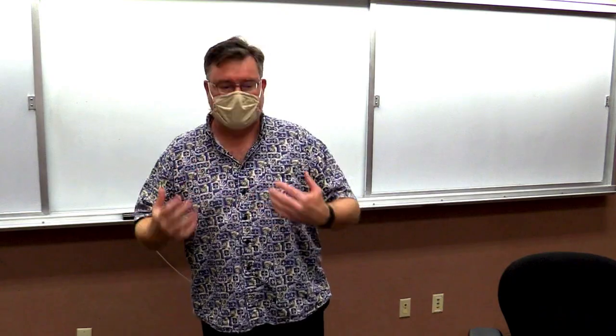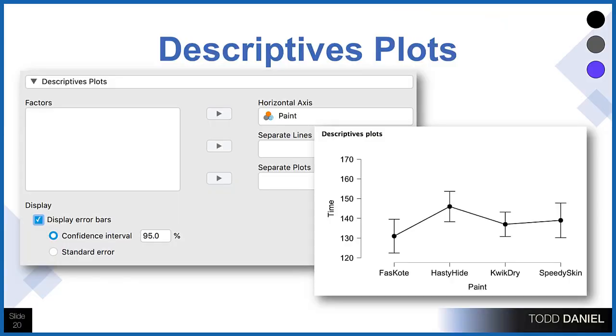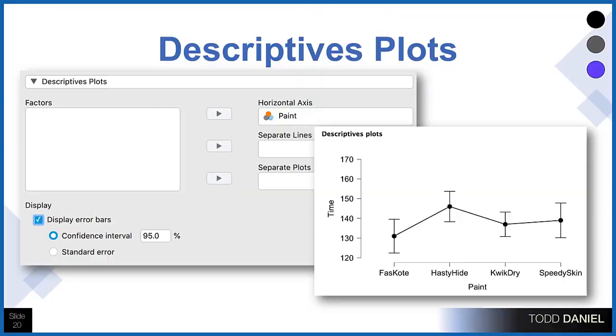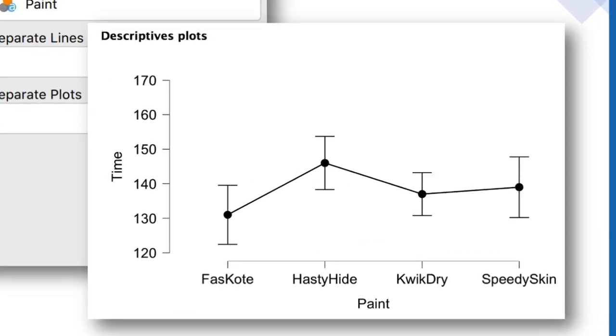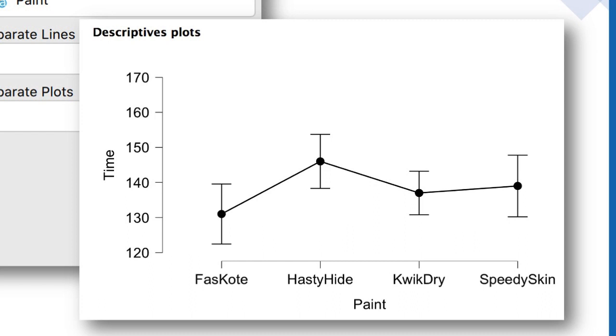Now the challenge when you have 6 comparisons is conceptualizing, this one's different from that one, but it's not different from this other one. This is why I always get a descriptive plot so I can figure out which ones are different and which ones are not. So you twirl down the option for descriptive plots, move paint or your factor into the horizontal axis, and you'll get something that looks like this. I have the error bars displayed in this example as well.